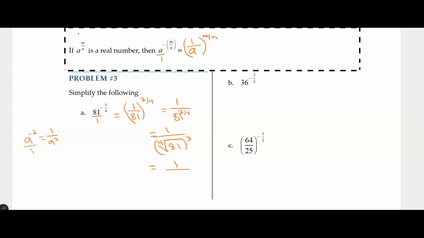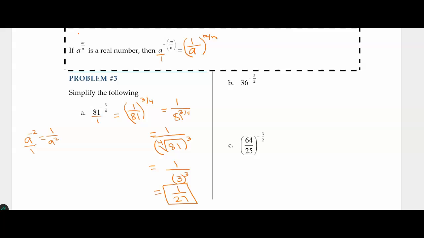All right, what times what times what times what equals 81? Well, that's 3. And then I still need to cube it. So 3 cubed is 27. So 1 over 27 would be my answer on that one. So first start by getting rid of that negative exponent by doing the flipping, and then change it to the radical to simplify it. It'll be easier that way to do that.